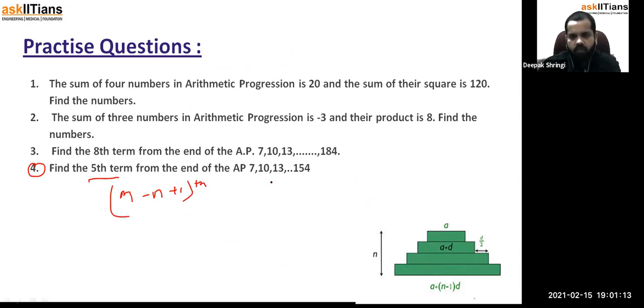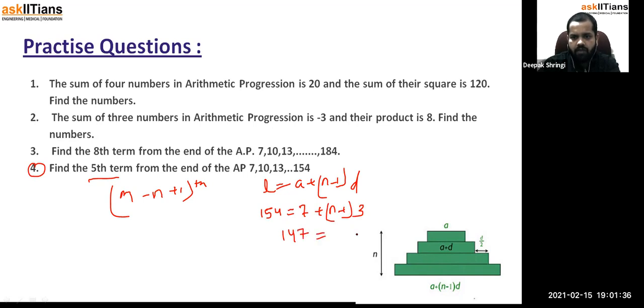You don't know the value of m. So for m, just remember the formula: l is equal to a plus n minus 1 multiplied by d. L is your last term, 154, is equal to a, which is your 7, plus n minus 1 into d. What is d? D is your 3. 154 minus 7 will be your 147, equal to n minus 1 into 3. You cut out 3. 3 times 4 is 12, 3 times 9 is 27, and n will be your 50. So n is your 50.